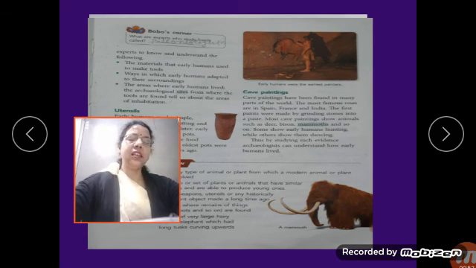Thus, by studying all such evidence and sources, archaeologists, as I told you, and scientists can understand how early humans lived. So these were all in the lesson. Read the lesson and try to understand.